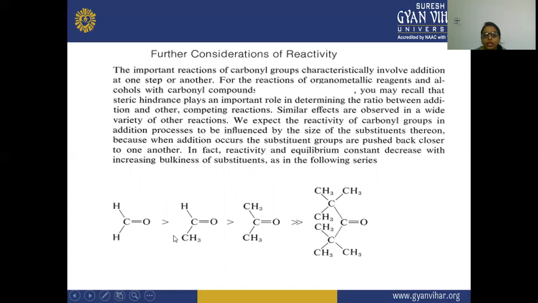So here you can see these are the bulky groups that are attached, and here the steric hindrance is more. So the reactivity and the equilibrium constant decrease with the increasing bulkiness of substituents, as is shown. So here the reactivity and the equilibrium constant will decrease if there is an increase in the bulkiness of the substituents.